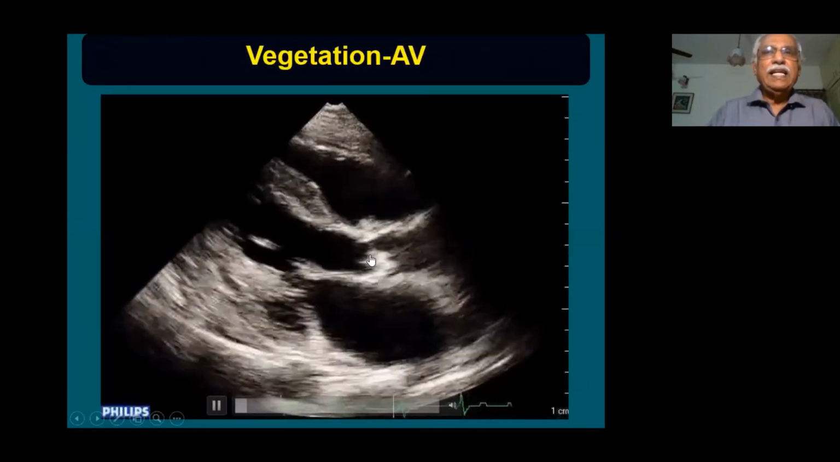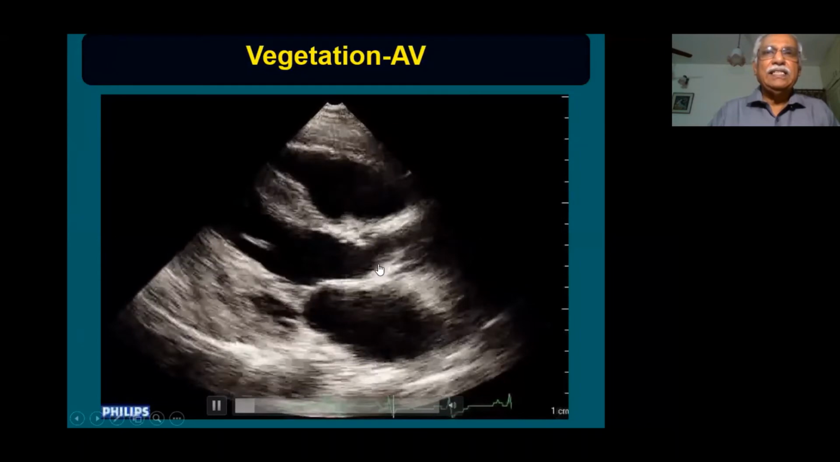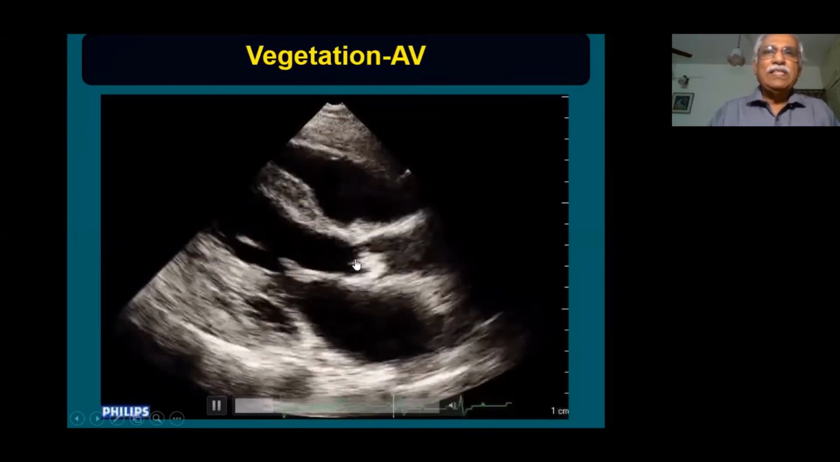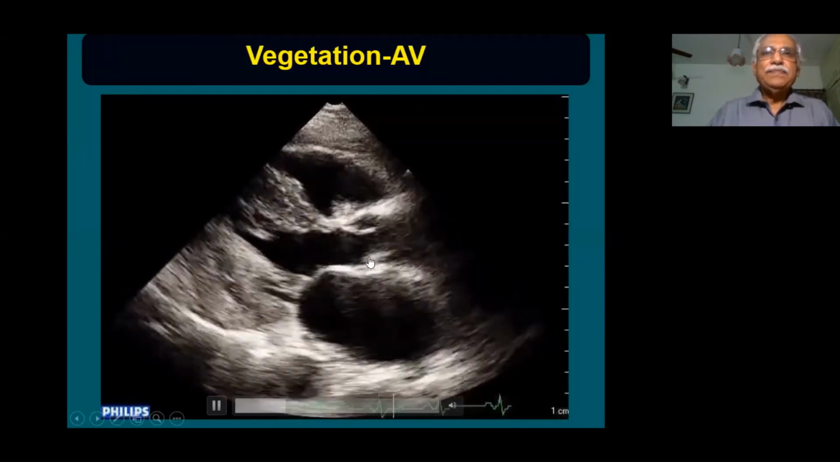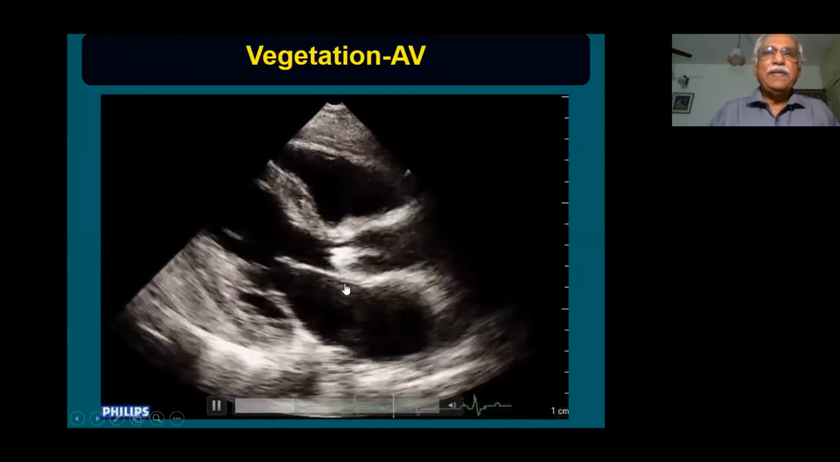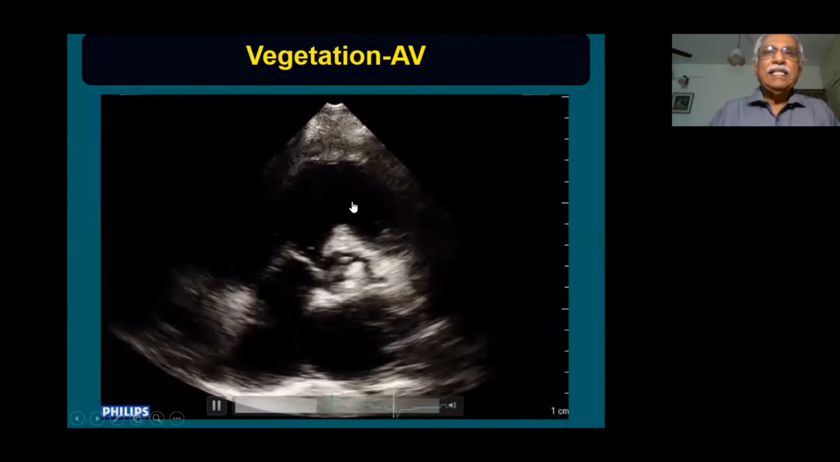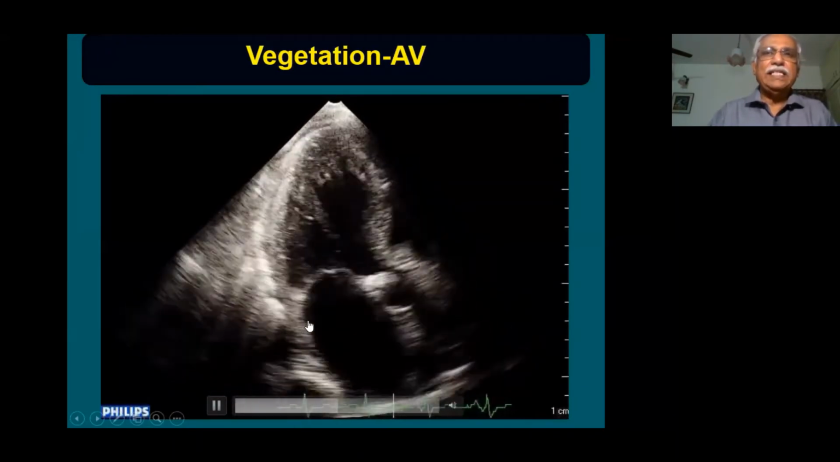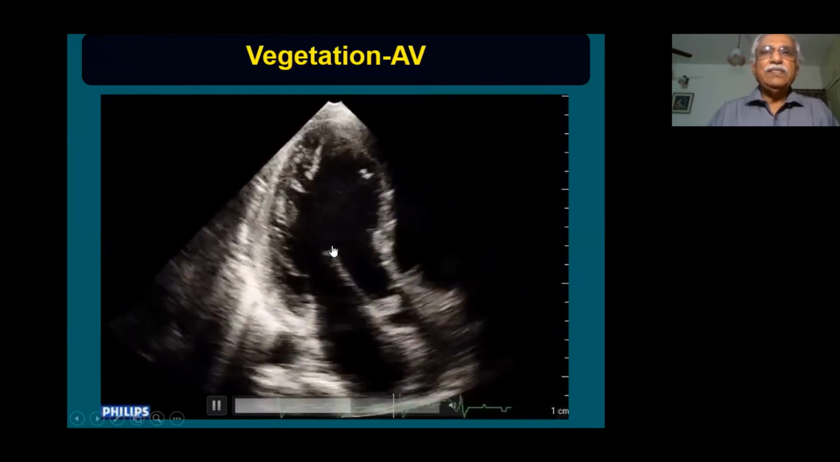This is again another patient with aortic valve endocarditis. It is a larger mass attached to the aortic valve. The aortic valve was a tricuspid aortic valve. Here you can see the tricuspid aortic valve. And here again, the patient was having severe mitral regurgitation and severe aortic regurgitation. This is the apical long axis view.